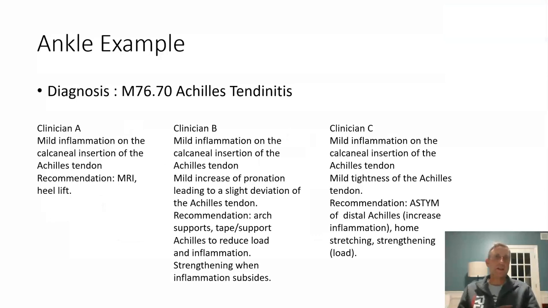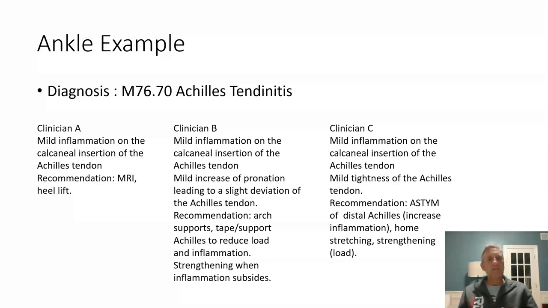Let's take an example of Achilles tendonitis, which you've seen 100 times in your clinic. We have three different clinicians, but all three came up with the same diagnosis of Achilles tendonitis. Clinician A is going to recommend an MRI and a heel lift. Clinician B also found some foot pronation, and so they're going to recommend some arch supports, and they're going to offload the tendon until the inflammation goes down and then begin a strengthening program. Clinician C also found a little bit of tension in the Achilles tendon, and so they're going to recommend some A-stim, and they're going to also recommend home stretching, and they're going to start right away with a strengthening program.